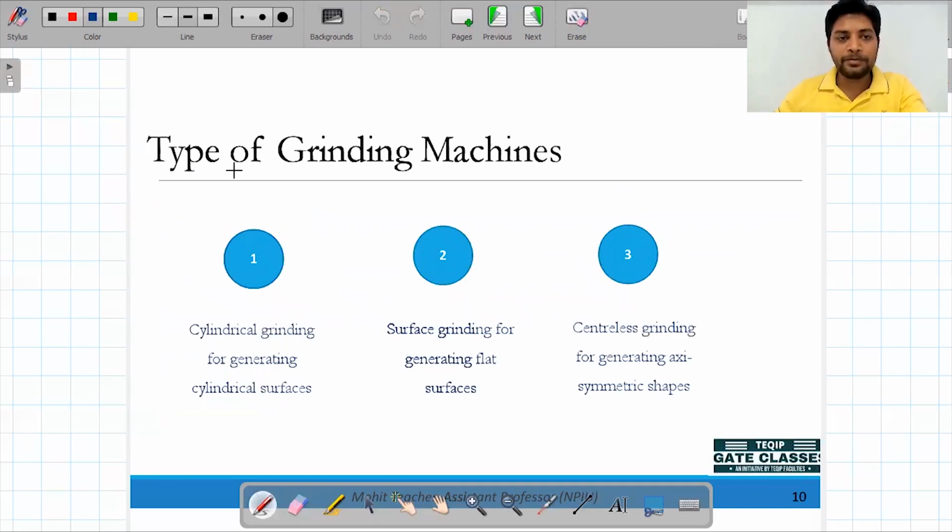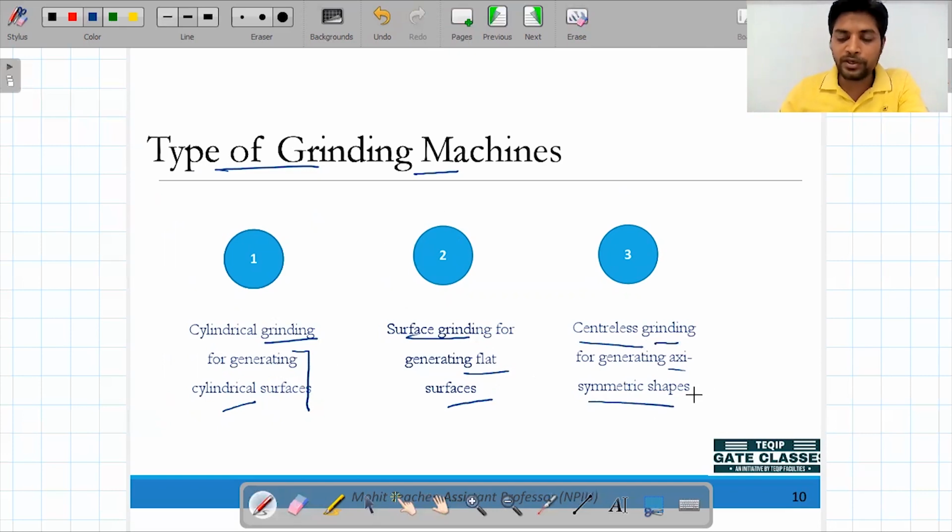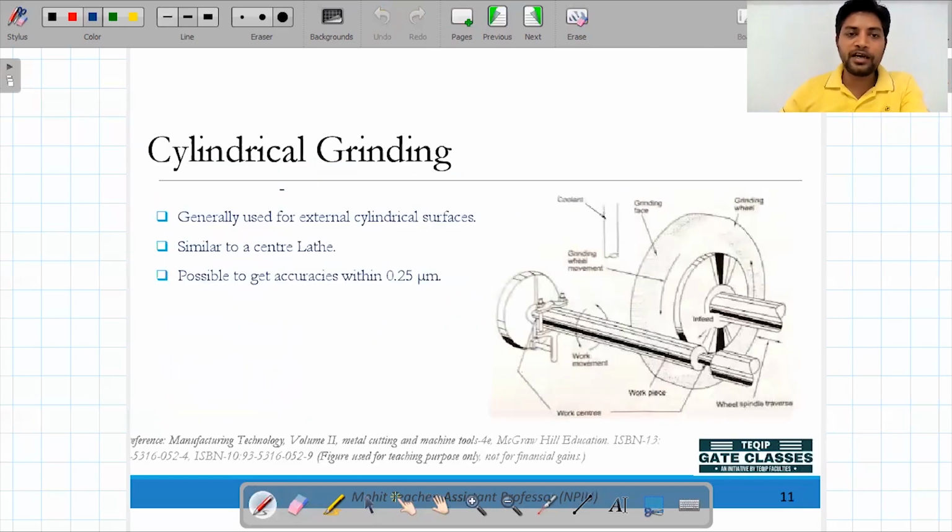Next is the types of grinding machines. There are three types of grinding machines, so very shortly I'm explaining this one. Types: cylindrical grinding, which is generally used for generating cylindrical surfaces. Surface grinding is used for flat surfaces. Centerless grinding we are using for axisymmetric shapes that are generated. Okay. Now first is cylindrical grinding.